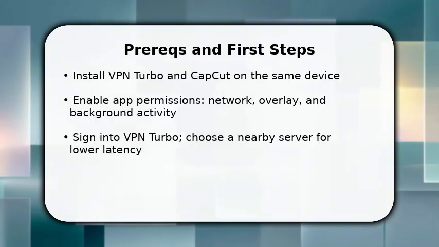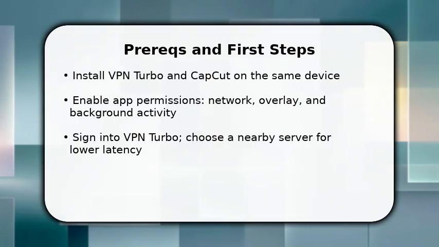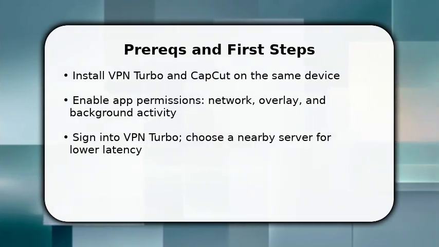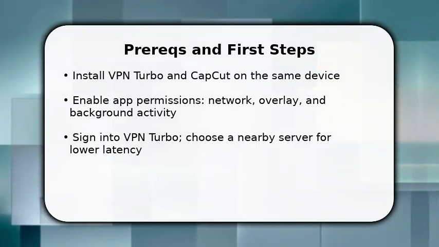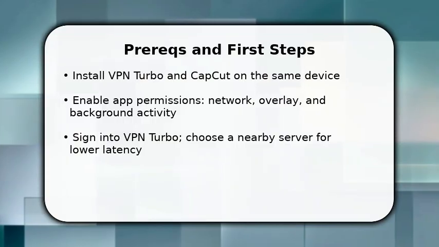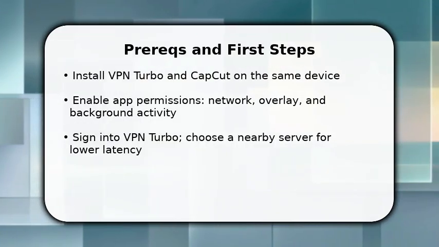You start by confirming prerequisites. Both VPN Turbo and Capcut are installed and updated. Next, grant network and overlay permissions so VPN traffic can route properly. Open VPN Turbo, sign in, and pick a nearby server to reduce lag.